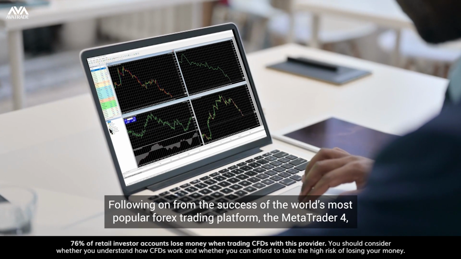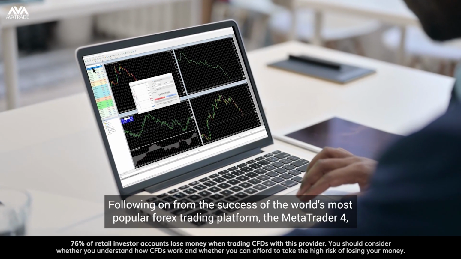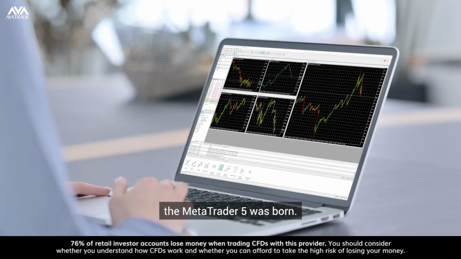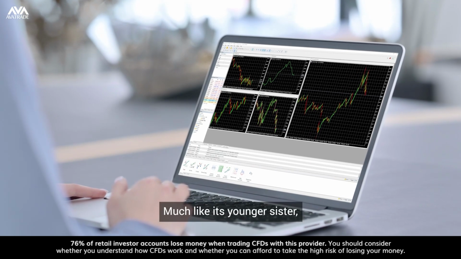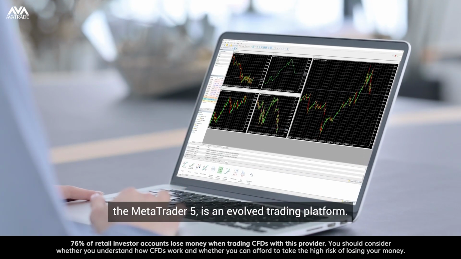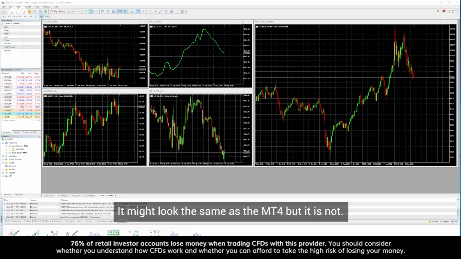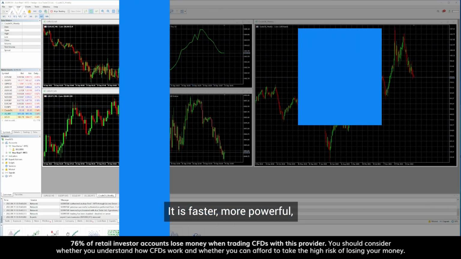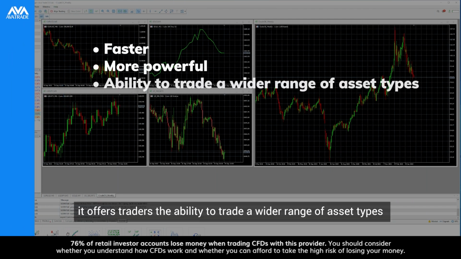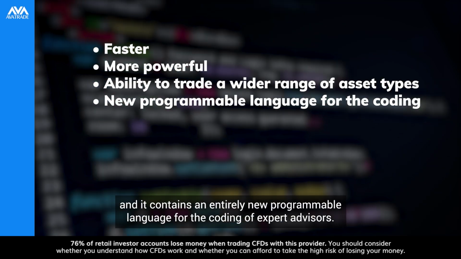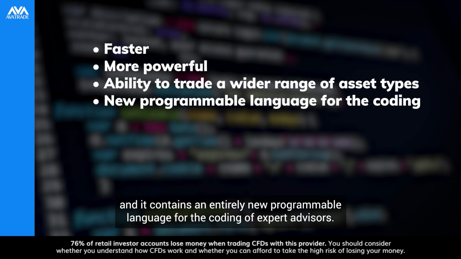Following on from the success of the world's most popular Forex trading platform, the Metatrader 4, the Metatrader 5 was born. Much like its younger sister, the Metatrader 5 is an evolved trading platform. It might look the same as the MT4, but it is not. It is faster, more powerful. It offers traders the ability to trade a wider range of asset types, and it contains an entirely new programmable language for the coding of expert advisors.